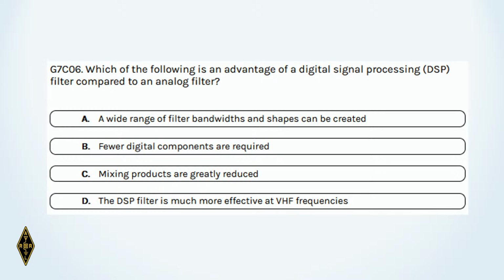And which of the following is an advantage of a digital signal processing filter compared to an analog filter? Bravo. No, actually you need more digital components. It's Alpha. A wide range of filter bandwidths and shapes can be created.